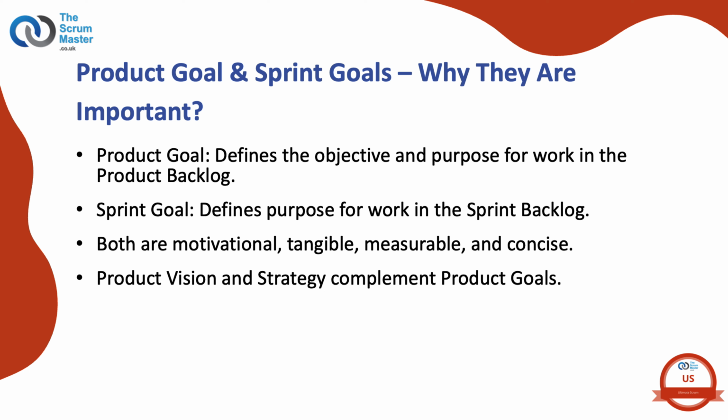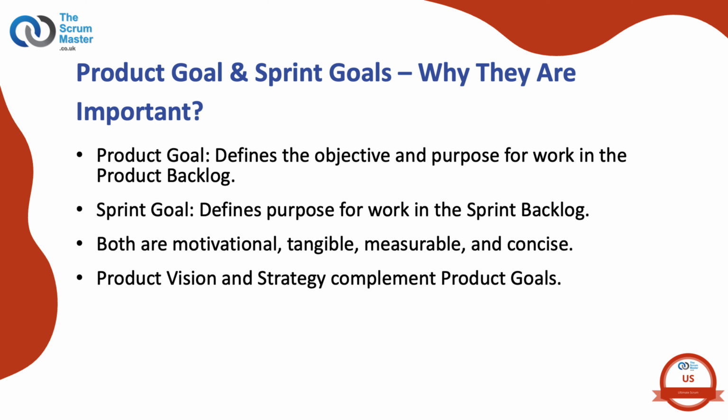Sprint goal. The sprint goal is a simple directional statement that defines an objective and purpose, the why, for the work in the sprint backlog. It should be motivational, directional, tangible, measurable, and concise. The sprint goal exists in the sprint backlog. Not every product backlog item in the sprint backlog needs to contribute to the sprint goal. There is only one sprint goal for the sprint backlog at any one time, although it could address multiple objectives. As each sprint goal is achieved, the product incrementally moves toward the product goal.